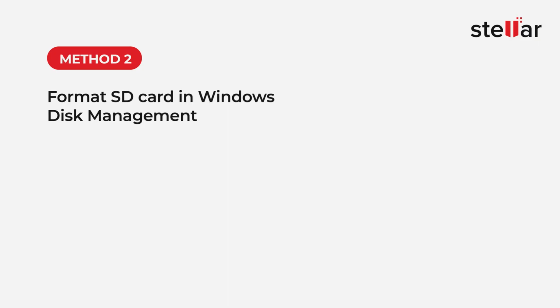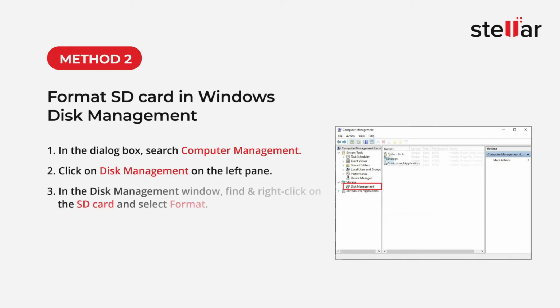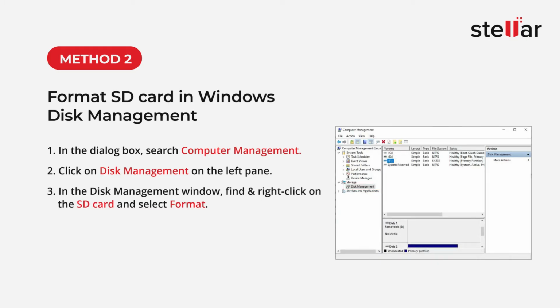Method 2. Format the SD card in Windows Disk Management. Step 1. In the dialog box, search for Computer Management. Step 2. Click on Disk Management in the left pane. Step 3. In the Disk Management window, find and right-click on the SD card, and select Format.